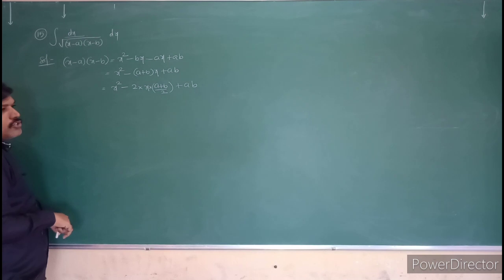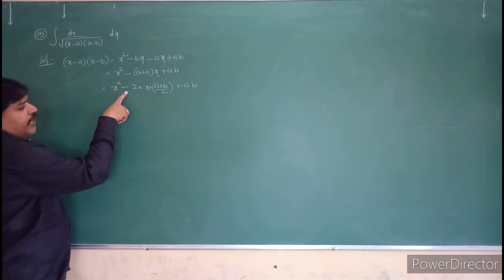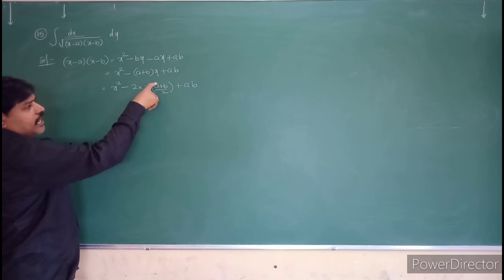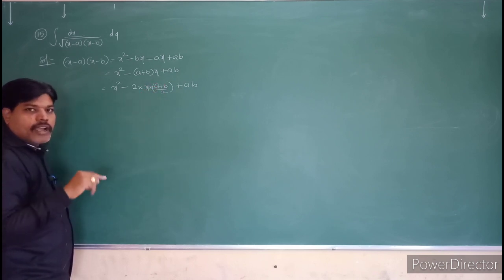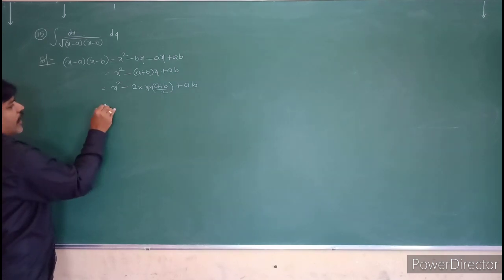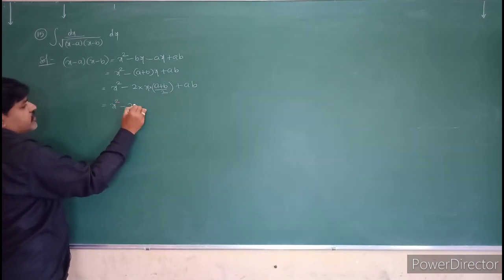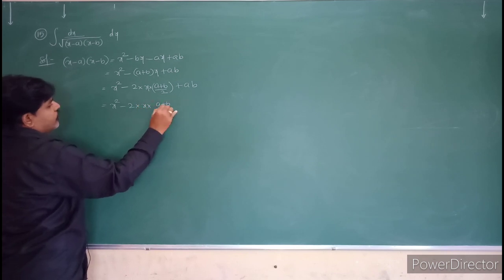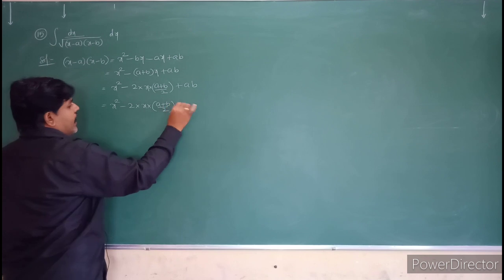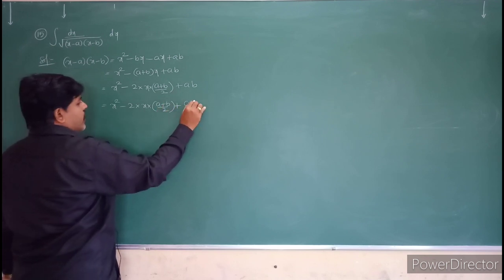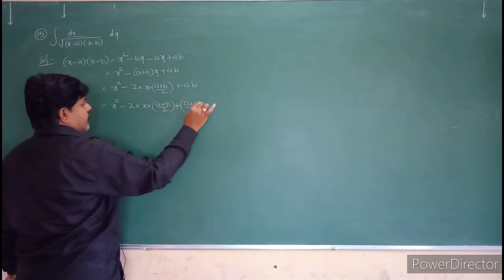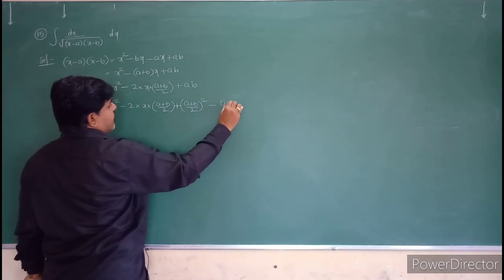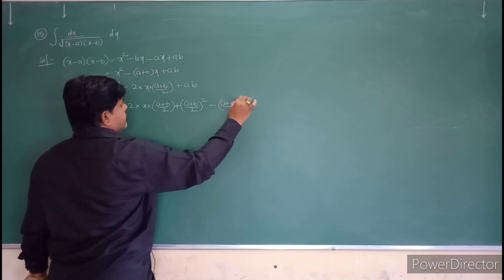So what I observed: this is a square minus 2ab. What is the b value? The b value is nothing but (a plus b) by 2. So what is the next step? You have to add to x square minus 2 into x into (a plus b) by 2 the term (a plus b by 2) whole square, and subtract that (a plus b by 2) whole square.